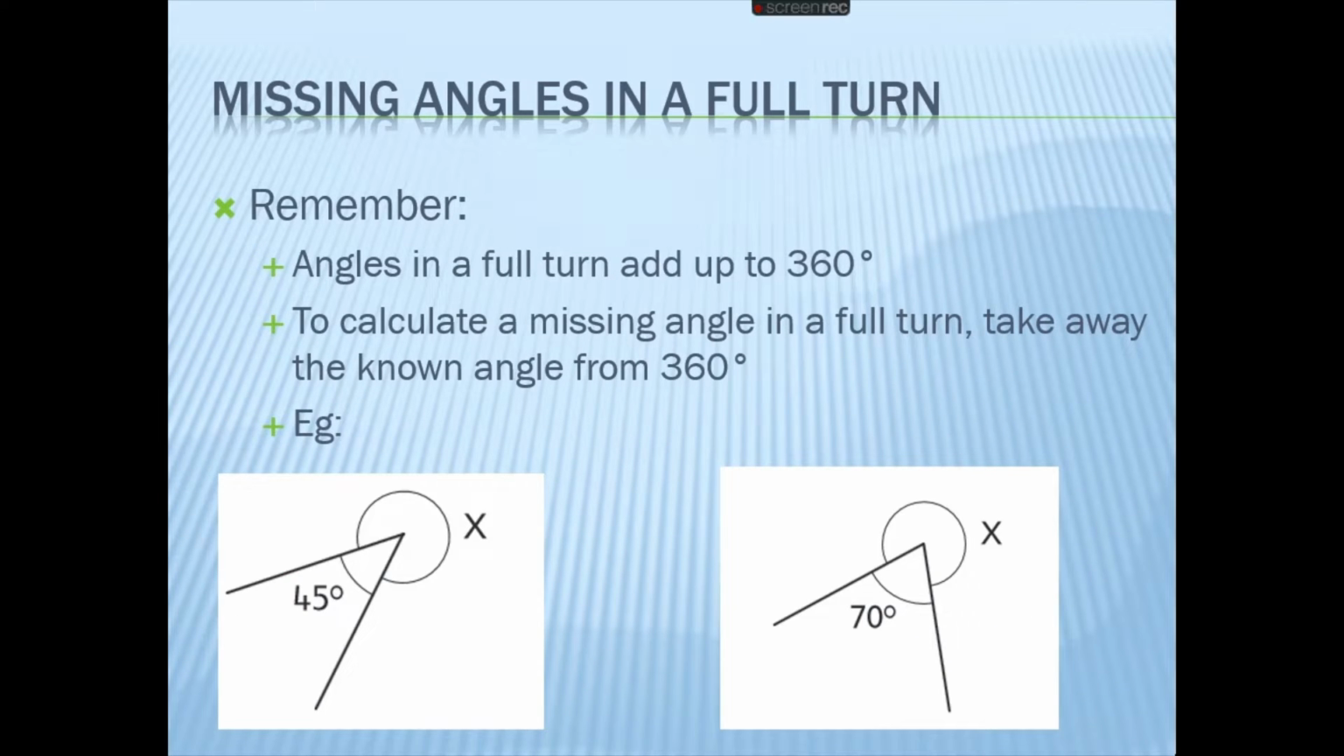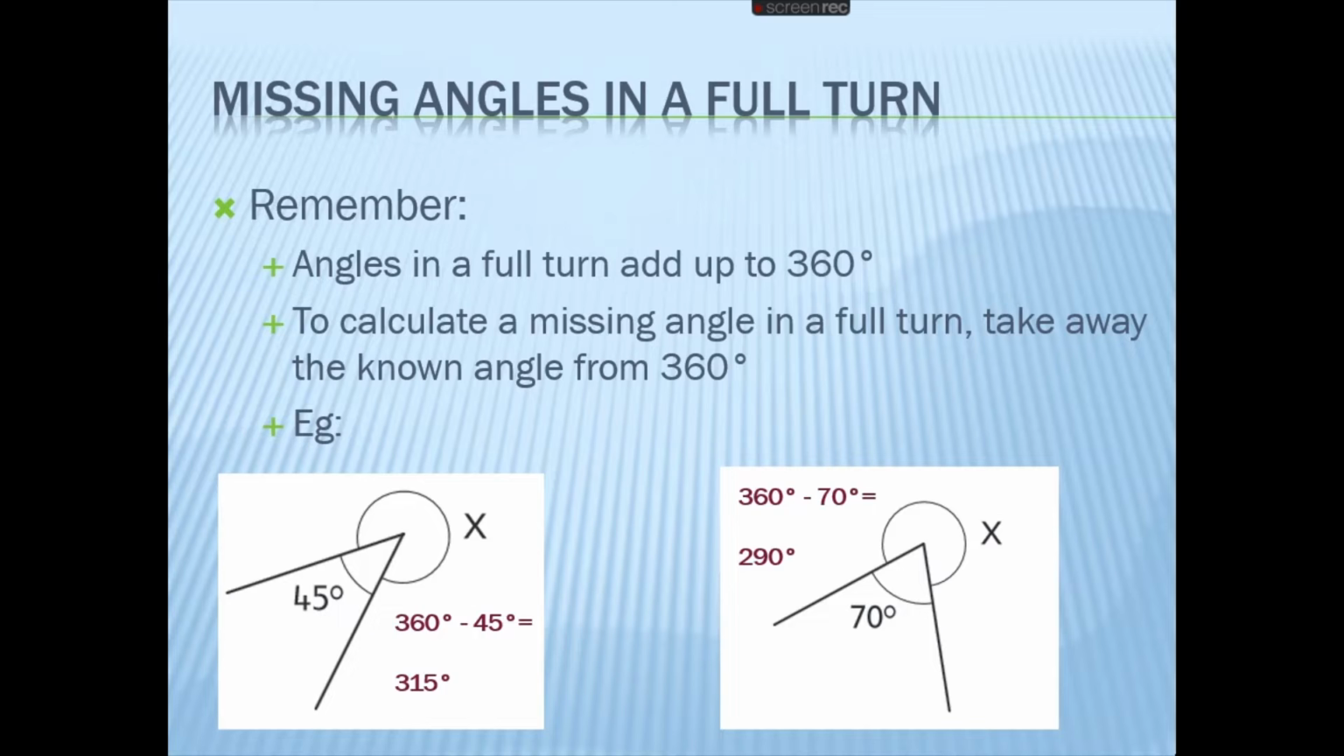Angles in a full turn, or around a point. Remember, angles in a full turn always equal 360. We would do a 360 degree turn. To calculate a missing angle in a full turn, we take it away from 360. For example, this first one, 360 minus 45 is 315, and this one, 360 minus 70 is of course 290.